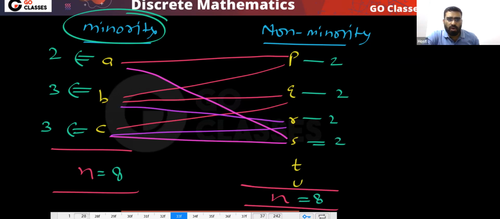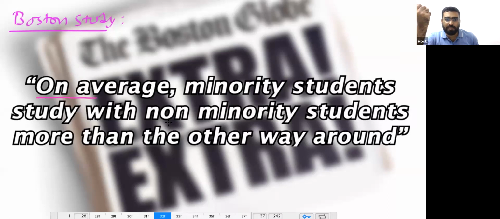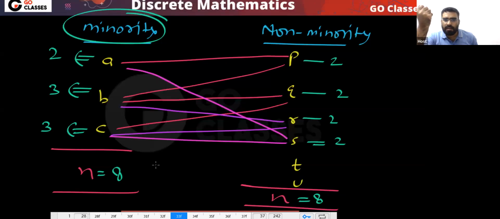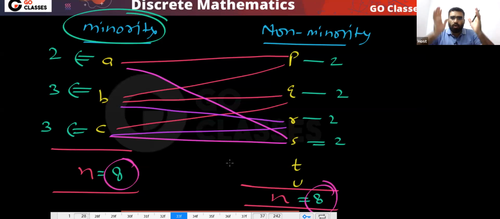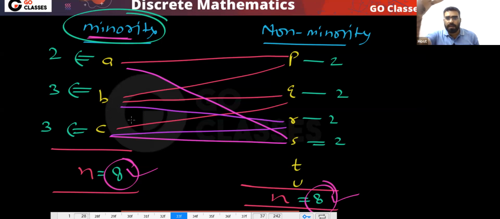Now tell me, on average, who is more friendly? Of course, minority people, because this number will always be the same. Whether minority is friendly or non-minority is friendly, it does not matter. This number will always be the same. And because minority people are fewer, on average their average will be more. Yes or no?